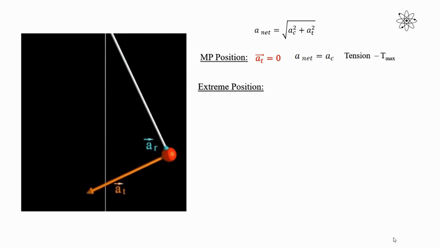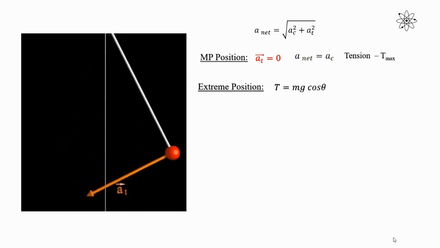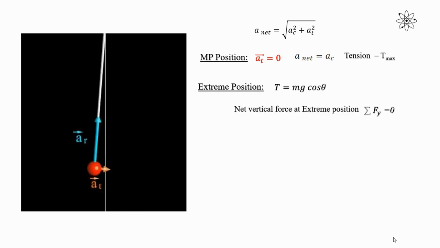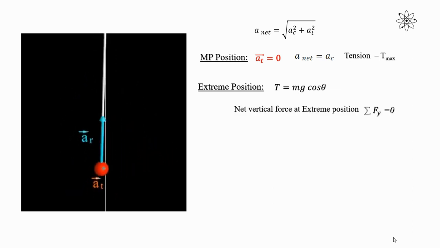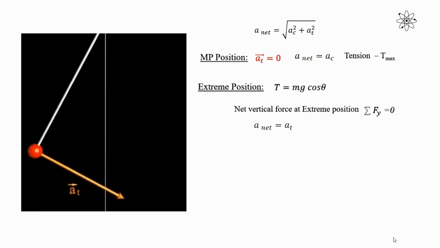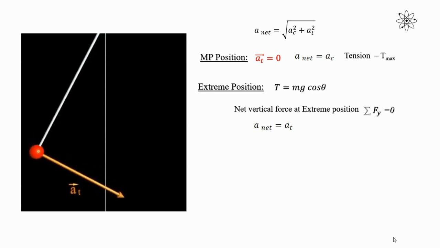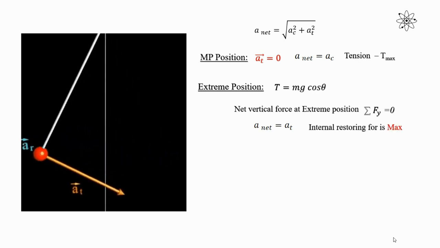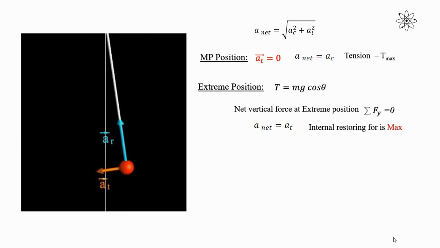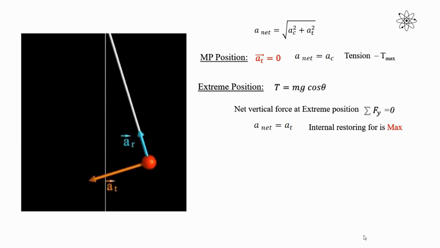Now let's talk about the extreme position. At extreme position, tension is equal to mg cos theta. Hence, net vertical force at extreme position is equal to 0. So that A net is equal to A T. That is, net acceleration at the extreme position is only tangential acceleration. Internal restoring force has a maximum value at the extreme position.